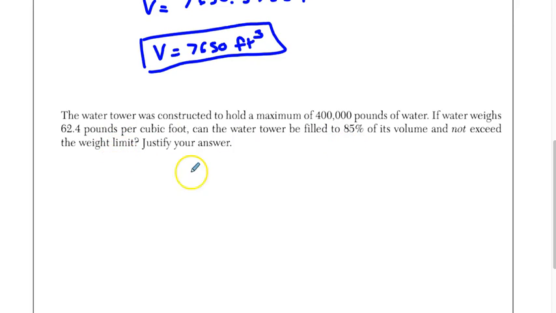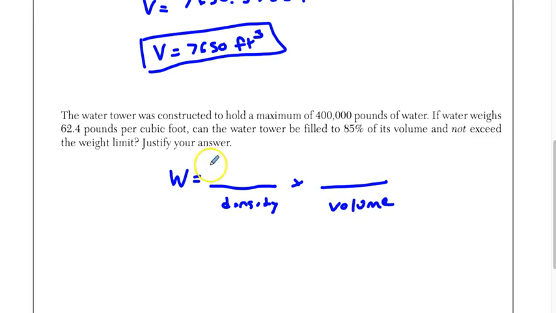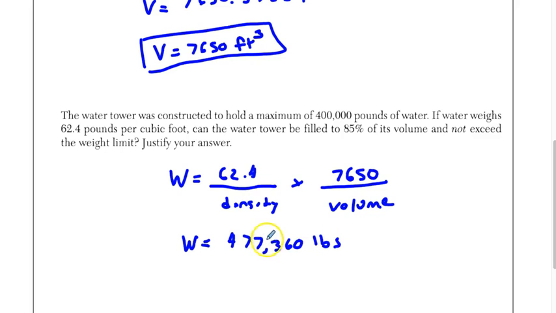We're going to first find the weight of this water tower if it was filled totally with water. So remember, weight is the density times the volume. All right, so what we're going to do is find out the density, which is given to us as 62.4, and our volume is given to us as, well, we figured that out, 7650. So you get the total weight if this thing is filled totally with water as 477,360 pounds. So that's the total weight if it's full 100%.